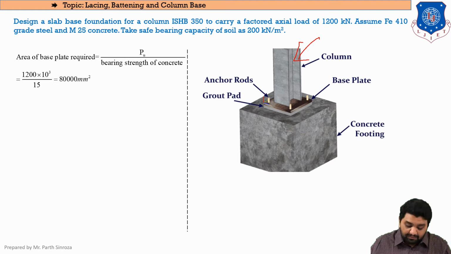The first parameter will be this base plate. This base plate is generally used as an intermediate material between our foundation, that is the concrete, and our I section, that is the column. Clear?